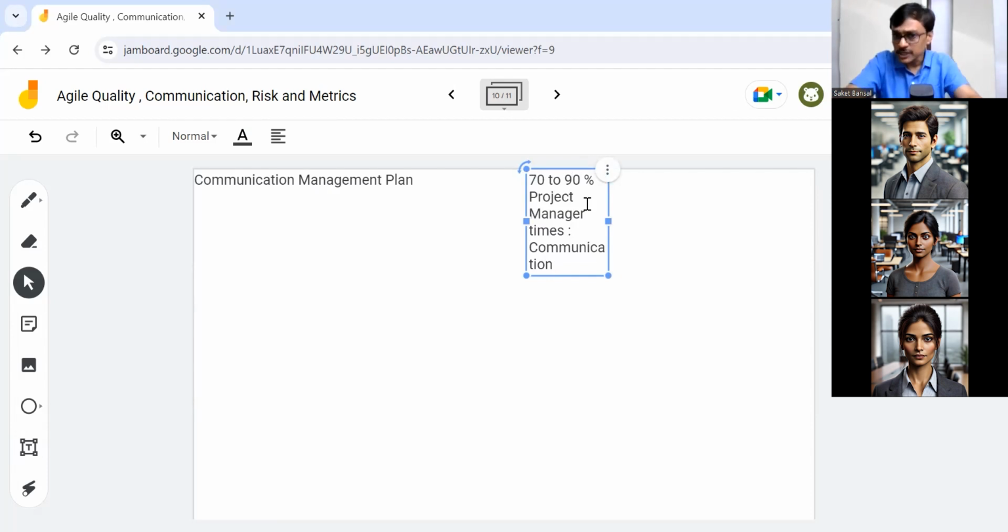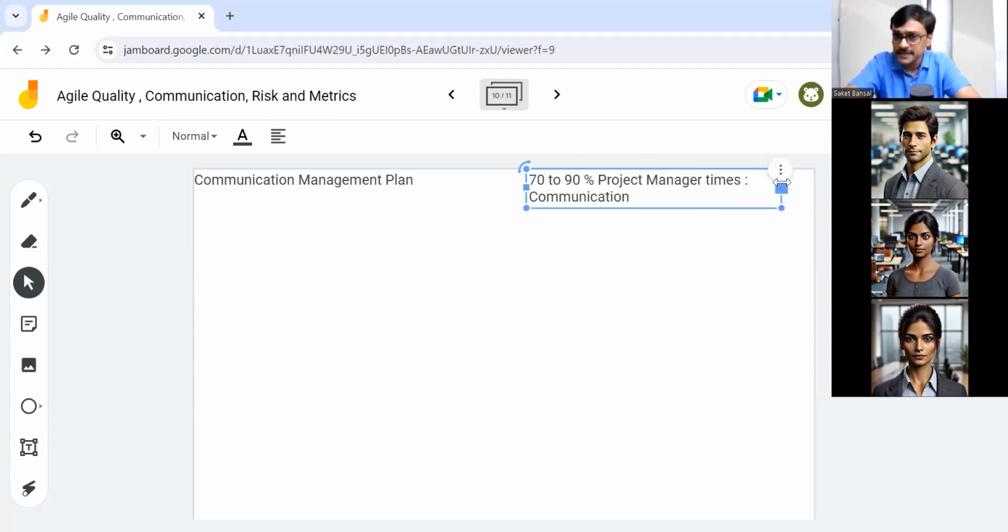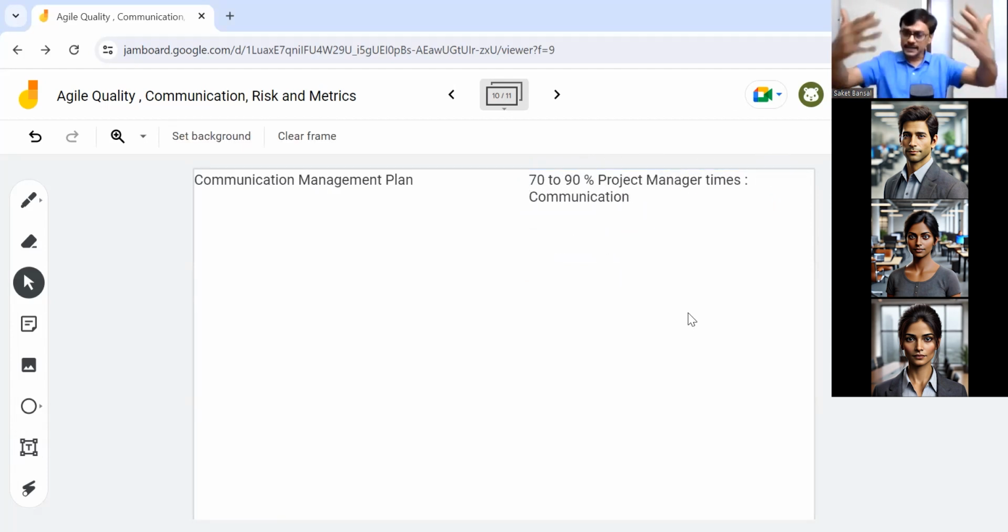Now, this is actually reduced when you are using an adaptive life cycle because you do a daily stand-up and other things, so people can talk among themselves. So the time you spend communicating will increase if you become more predictive. So we can say hybrid approach. The more predictive, the more contracts, the more complicated stakeholders get added in a project, the more communication load gets added on a project manager.